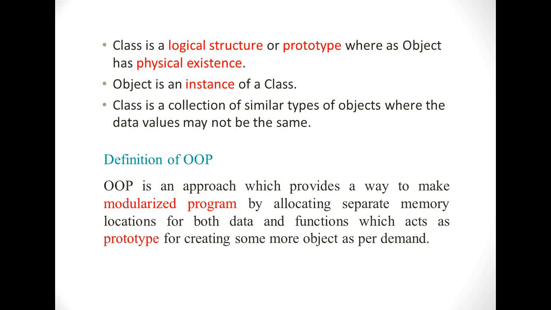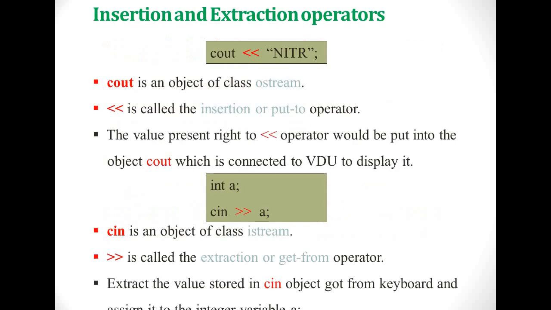Definition of OOPS. OOPS is an approach which provides a way to make modularized programs by allocating separate memory locations for both data and functions, which act as a prototype for creating some more objects as per demand.